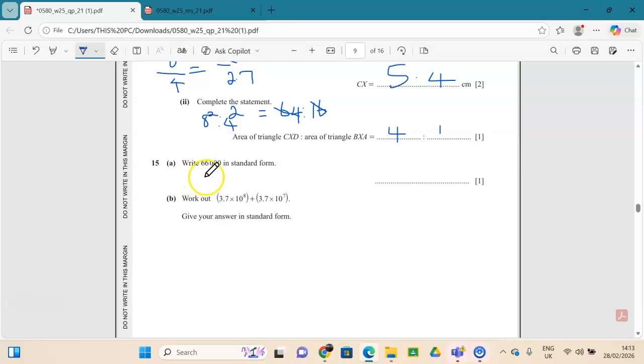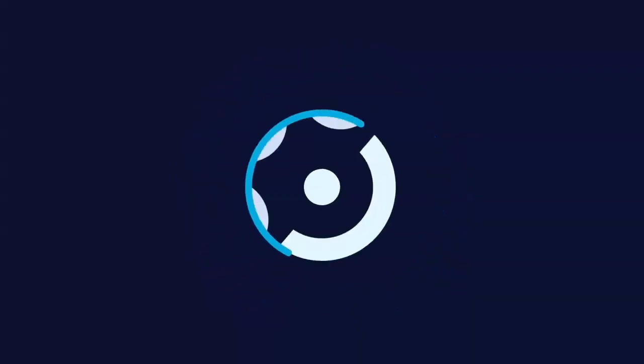Now, question 15 says, write 660 in standard form. This is just a free mark for you. So you're able to write 6.6 times, how many numbers are moving? You're moving from here to here. 1, 2, 3, 4. Times 10 raised to the power of 4. Very easy.